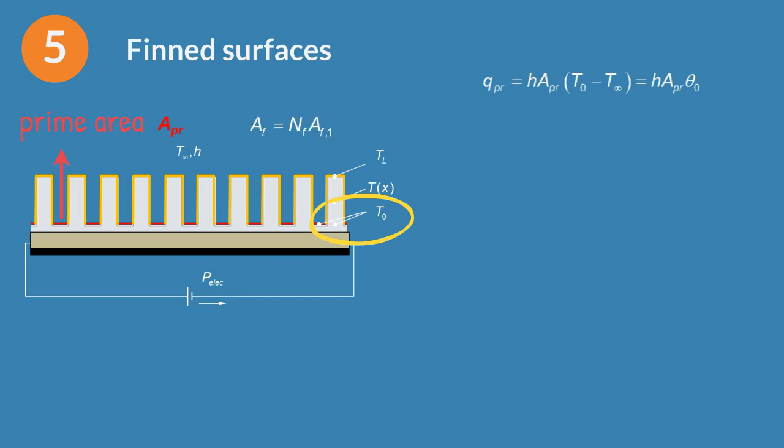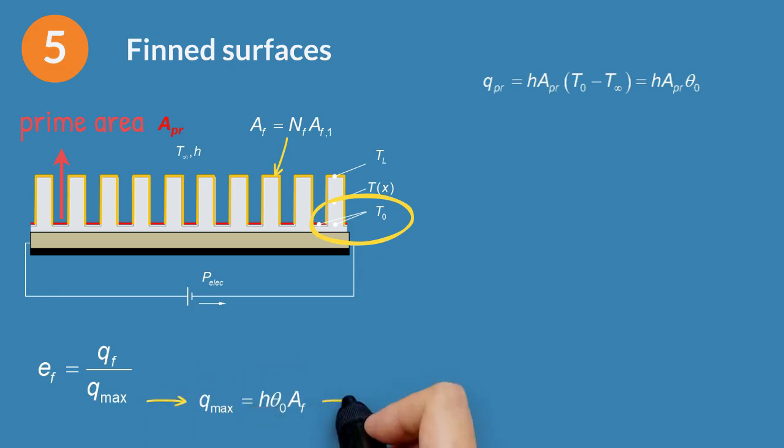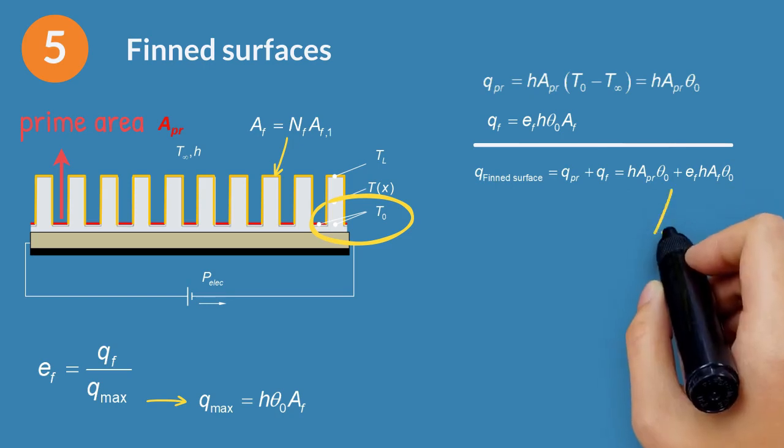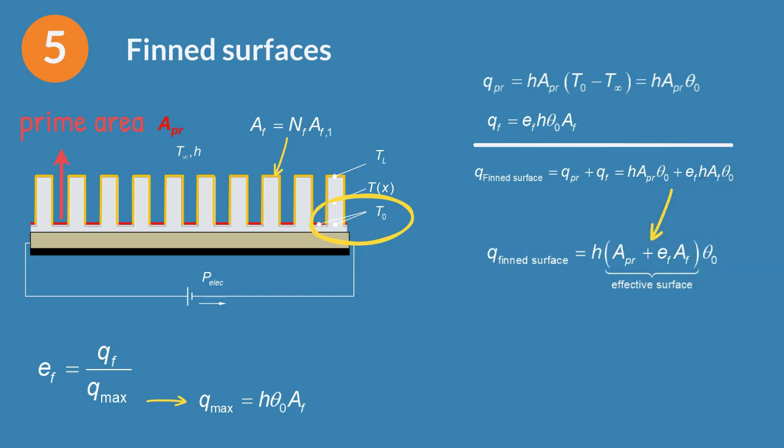The area of fins is the area of one fin times the number of fins. Using the definition of efficiency, the heat transfer rate of the fins will be the maximum heat transfer rate multiplied by the efficiency. The heat transfer rate of the fin surface is the sum of the one for the prime area and the one for the set of fins. Taking a common factor, we see that we can apply Newton's law to a fin surface where the heat transfer surface is the sum of the prime area and the area of all fins multiplied by the efficiency of the fins.